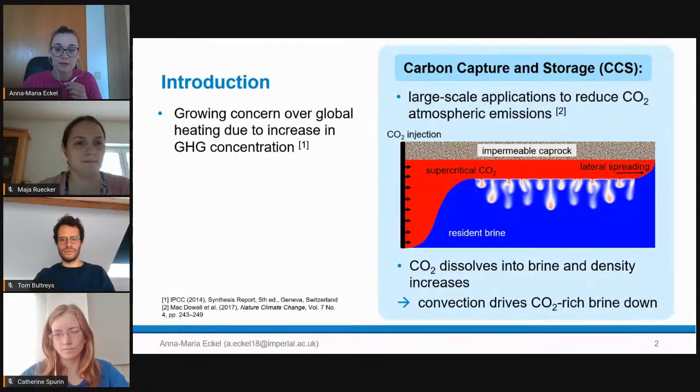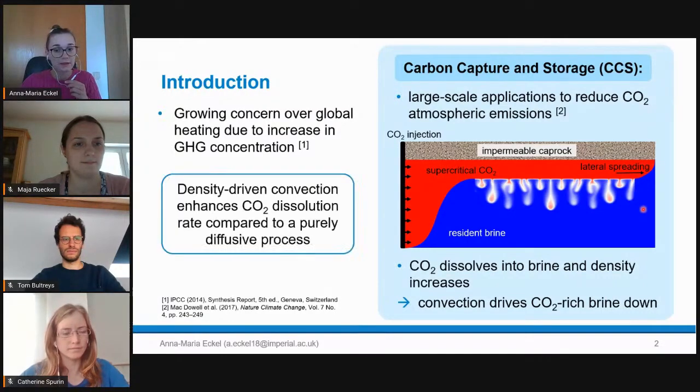At the interface between the injected CO2 phase and the resident brine phase, the CO2 dissolves into the brine and the mixture has a higher density than the ones of CO2 or brine alone. And this leads to the initiation of convective currents, and the CO2-rich brine sinks in the form of a finger pattern. One can expect that this density-driven convection enhances the CO2 dissolution rate into the water in comparison to a more slow diffusive mixing alone.